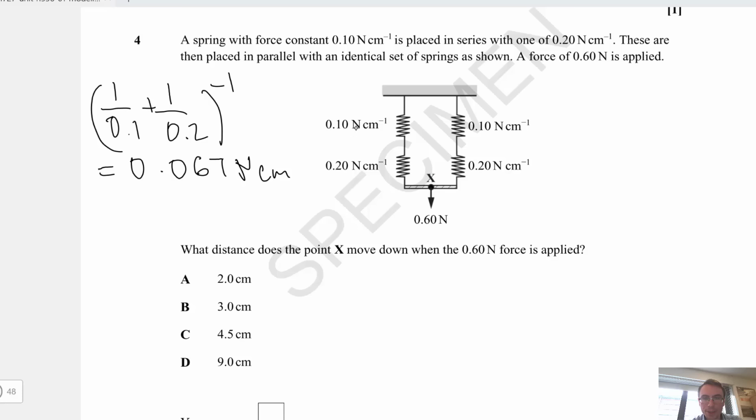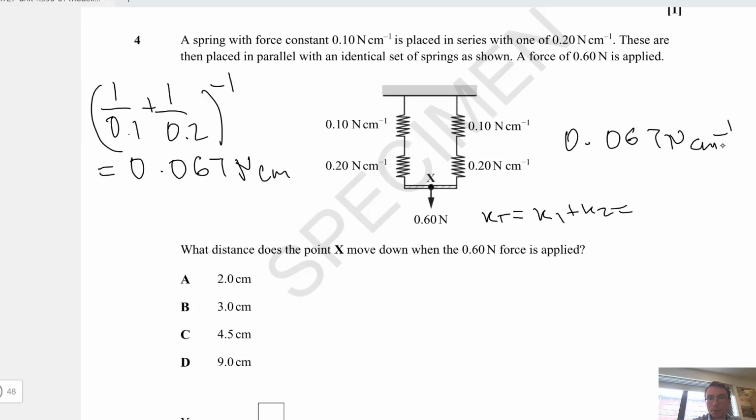So we're going to have this much on the left and this much on the right. So if the total spring constant on the right is also the same, then when they're in parallel, K total will just be K1 plus K2.